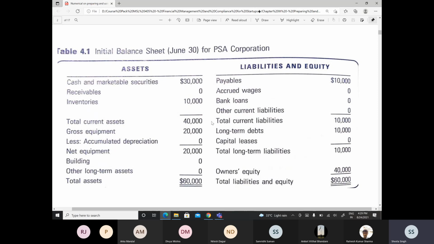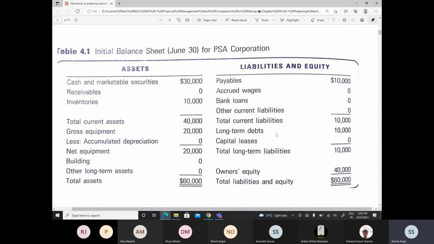Okay. So look at their current liabilities. Their payables in terms of creditors is $10,000. We have already seen the creditor has given them all the material on credit. We don't have any accrued wages or salaries payable. We don't have any bank loans, and we don't have any other current liabilities. So total current liabilities are 10,000.